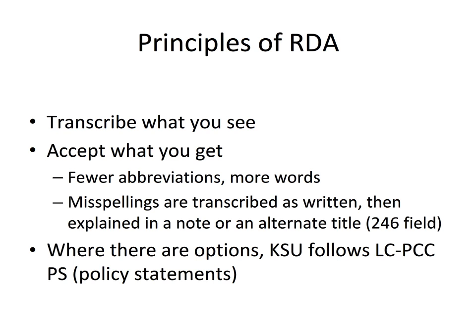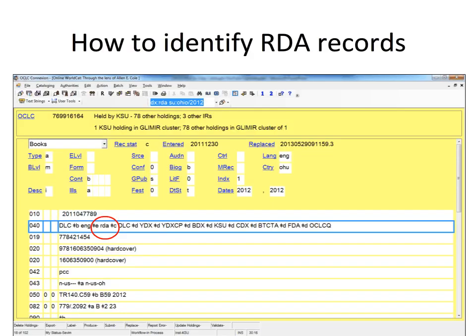Now let's get to what you've been waiting for. Let's look at some actual RDA records. This is a screenshot from the OCLC WorldCat database of an RDA record. The 040 field is primarily used to show the codes for institutions that had a hand in creating or editing a master record. Here you see that DLC, which stands for the Library of Congress, is the first institution to have worked on this record.